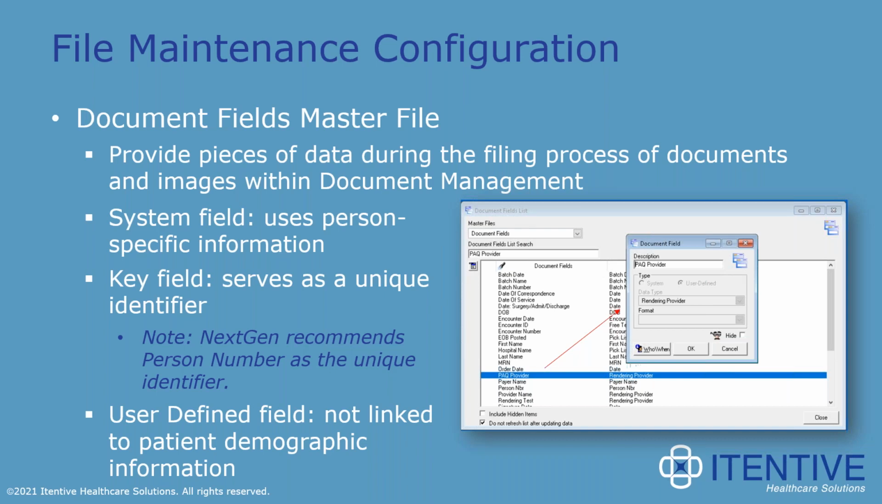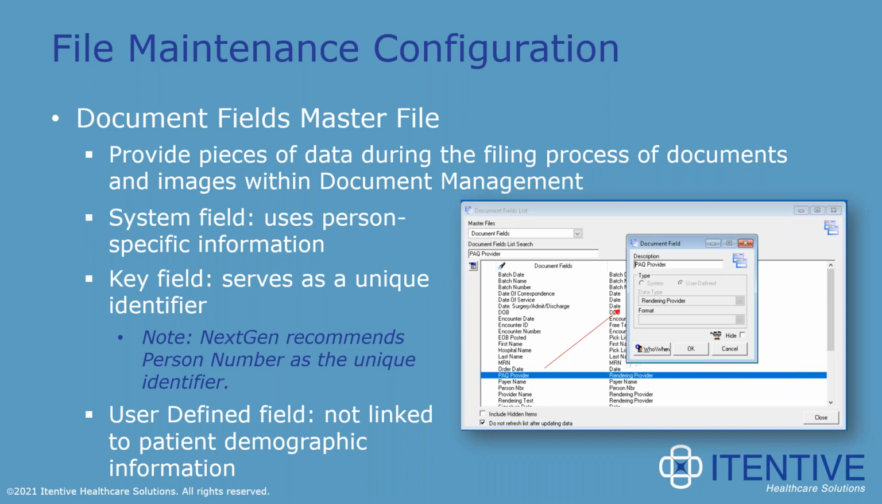Some examples of that key field are things like the encounter number, the medical record number, and the person number. NextGen does recommend that out of those options you use the person number as that unique identifier. So for instance, if I add that person number as part of that filing process, the system can actually use that person number to locate other pieces of information that we classify under that system field.